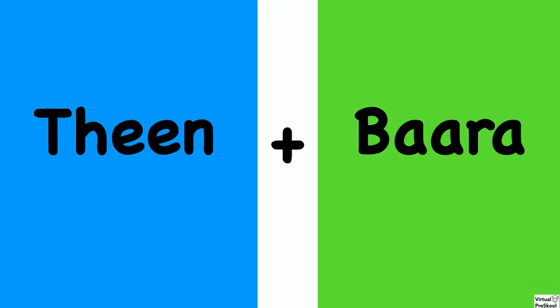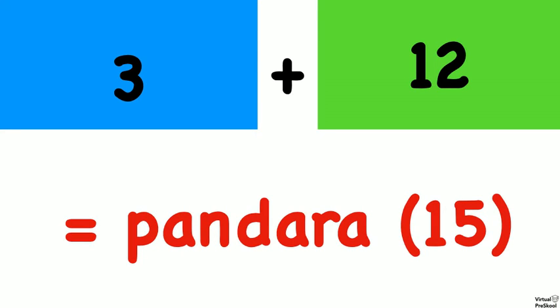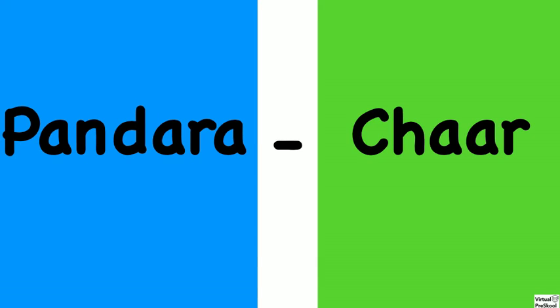3 plus 12. What is that? Do your math. Thien plus bada is 15. And how do we say 15 in Hindi? Pandara. All right, let's do another one.